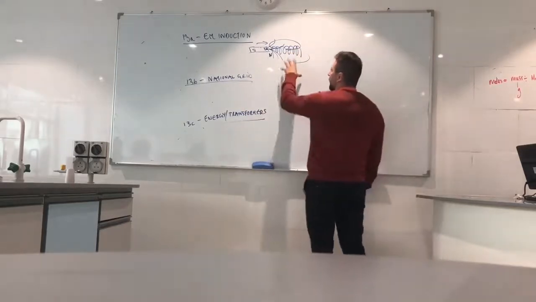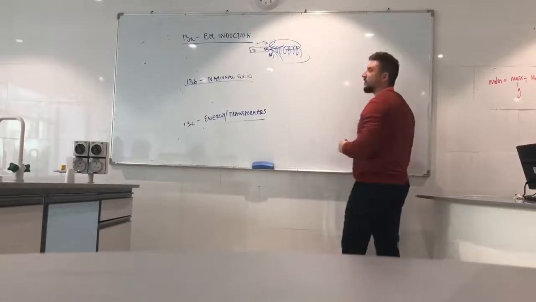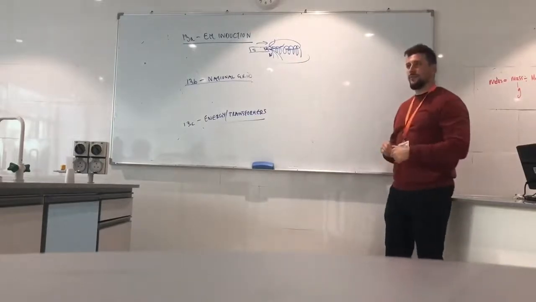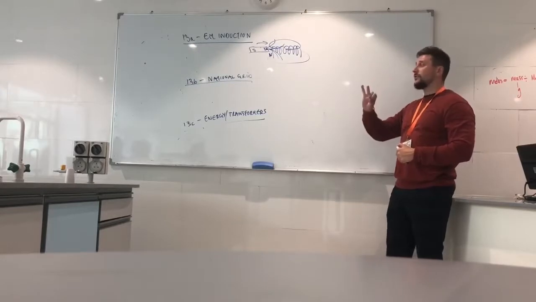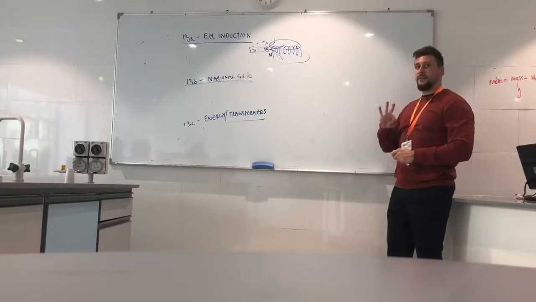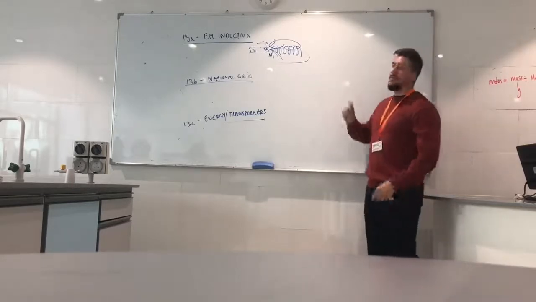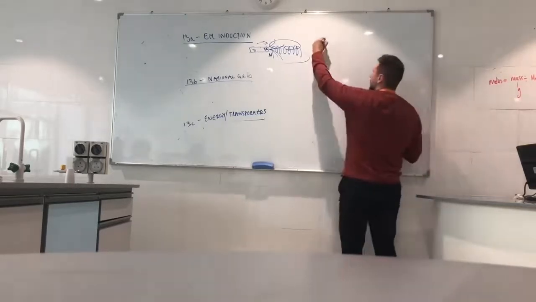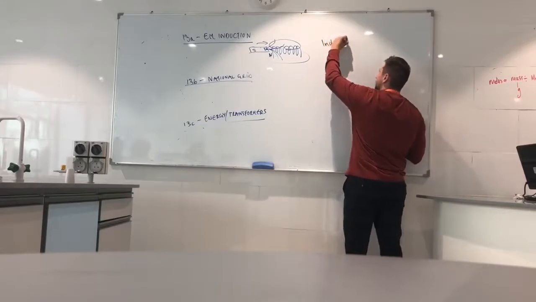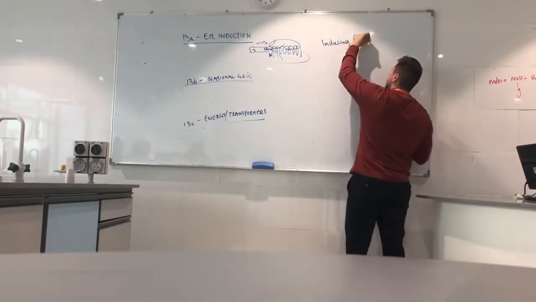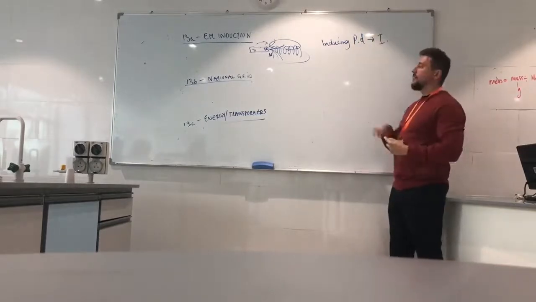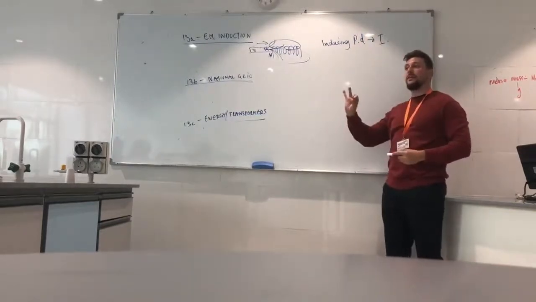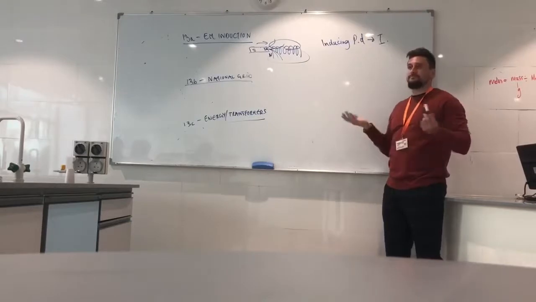How do I increase the amount of potential difference that I can induce? Move the magnet faster, increase the number of coils, or use a stronger magnet. Three ways to increase the amount of potential difference. EM induction is about inducing potential difference, which leads to induced current. If I want to increase this: move the magnet faster, use a stronger magnet, or more coils.